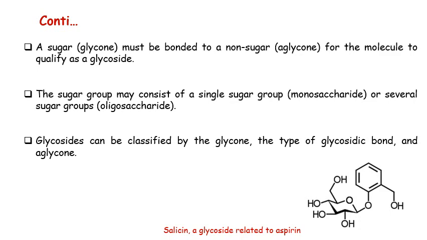The glycosides can be classified by the glycone, the type of glycosidic bond, and the aglycone. So they can be classified by what type of sugar molecule is there, that is the glycone, what type of glycosidic bond, and what type of aglycone, the non-sugar molecule. They can be classified on the basis of these three.